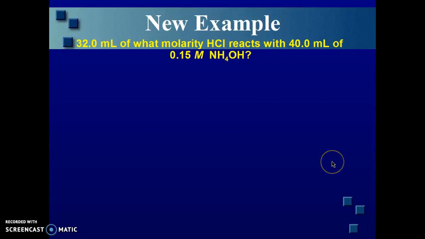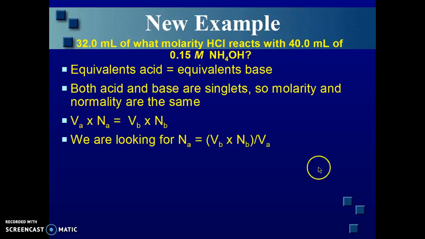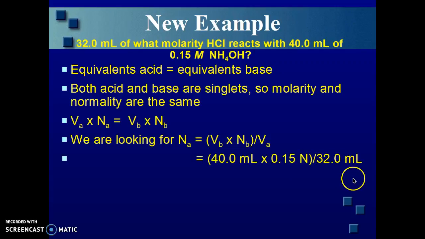A new example. 32 milliliters of what molarity HCl will react with 40 milliliters of 0.15 molar NH4OH? I recommend you turn off the video and then come back and check your work. Equivalents of acid and base are equal. They're both singlets, so the molarity and normality are the same. VA-NA equals VB-NB. We're looking for the normality of the acid, so we multiply the volume of the base and normality of the base together, divide by the volume of the acid. We put the numbers and units in, and we end up with 0.19 normal or 0.19 molar, two significant digits.